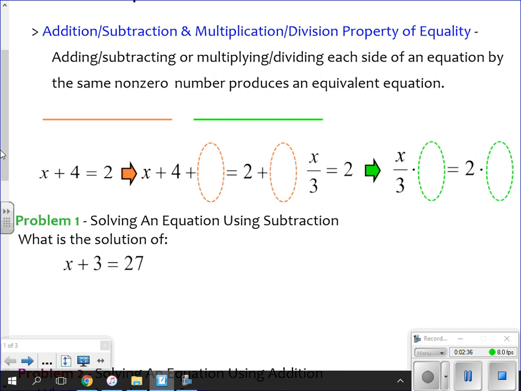So, for an example, how do I solve an equation? If I have x plus 4 equals 2, to solve this, I'm going to want to subtract 4, because I want to get the x by itself. And if I do 4 over here, I need to do 4 over there. I have to do it to both sides. If I don't, I don't maintain my balance.